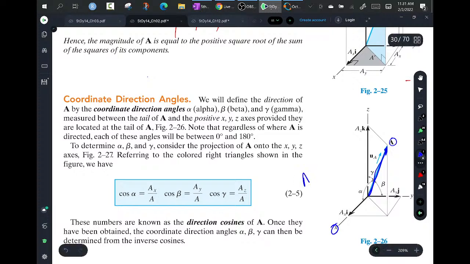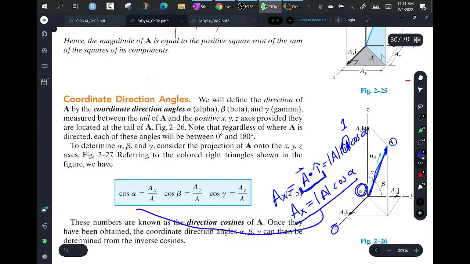So what do you do? You take the vector A, you dot it with I, that becomes the magnitude of A, magnitude of I, times the cosine of the angle between them. What's the cosine of the angle between them? It's alpha. What's this value? It's 1. So suddenly what you see is this term is what's usually called AX. So then you say AX is equal to the magnitude of A times the cosine of alpha. Well, wait a minute. That's exactly what this is.